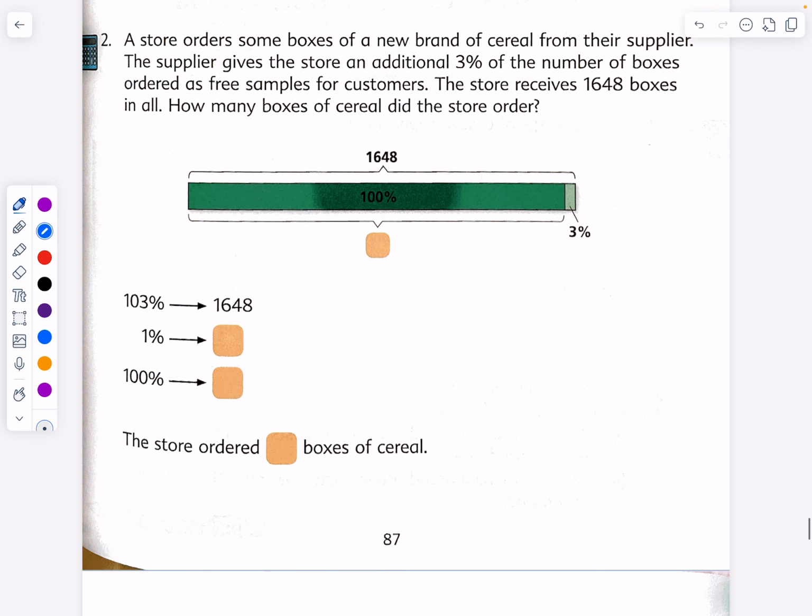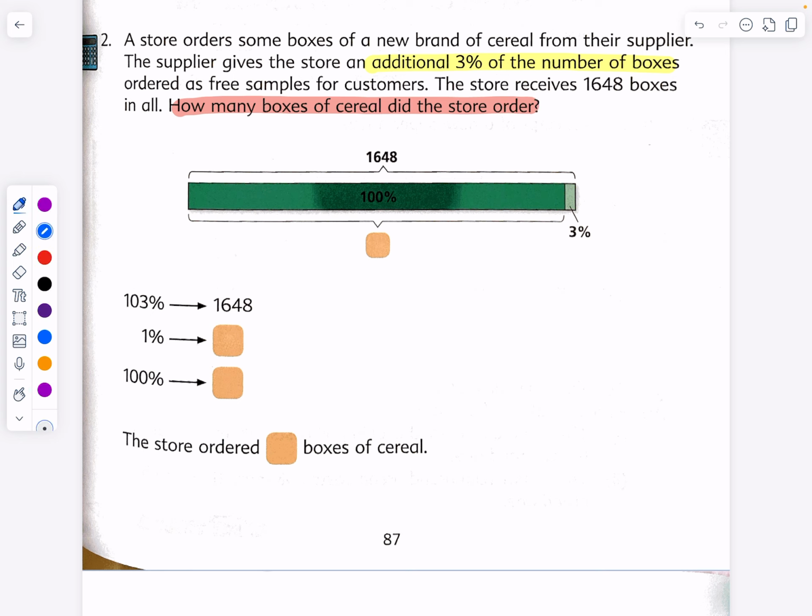A store orders some boxes of a new brand of cereal from their supplier. The supplier gives the store an additional 3%. How kind! Additional 3% of the number of boxes ordered as free samples. The store received 1,648 boxes in all. How many boxes did the store order in the beginning?